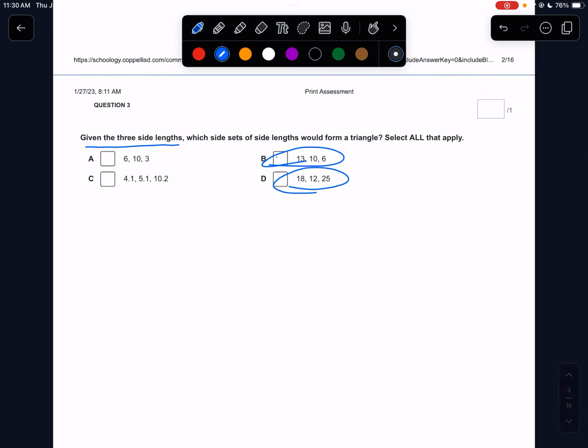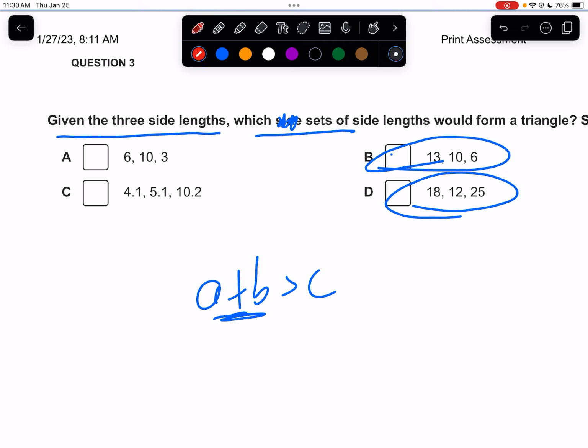Given 3 sides, which sets of side lengths would form a triangle? So to be a triangle, this is all that has to be true. A plus B has to be bigger than C. So let's go through and see what happens. A plus B, 6 plus 3. Is that bigger than 10? No.